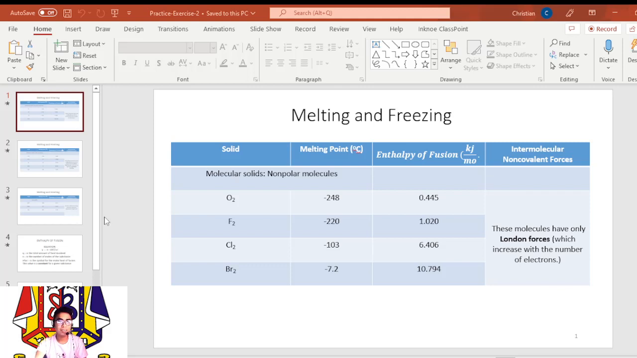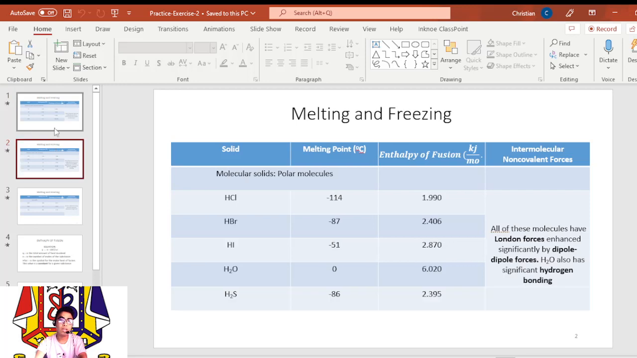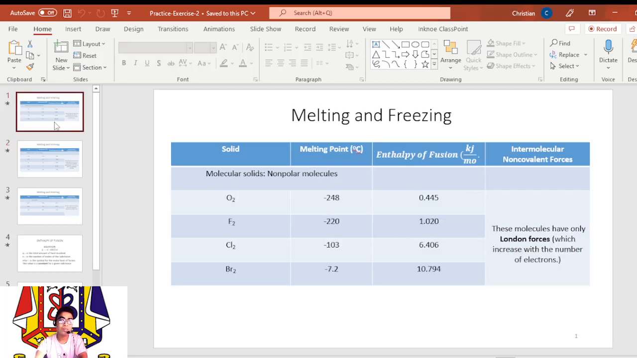Good day. So for today we are going to discuss the molar enthalpy change of fusion. Last time I gave you the video for the molar heat of vaporization. For now, we're going to answer practice exercise number 2, which is more on molar heat of fusion.